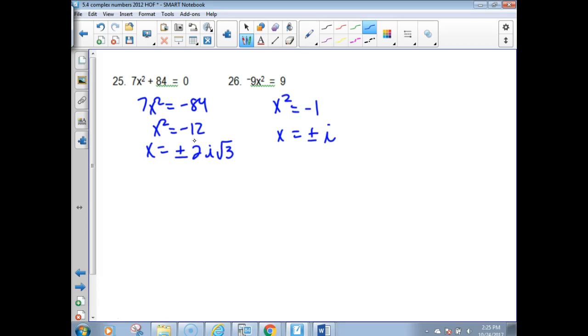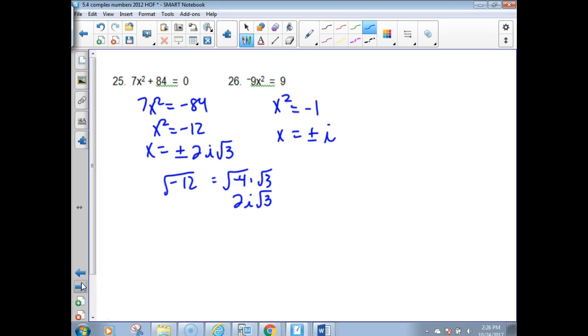You know I got the 2 root, right? Any questions about that? I did the square root of 12 is 4 times 3, 2i times the square root of 3. That's where I got my plus or minus 2i root 3.